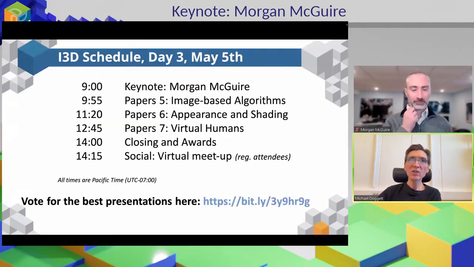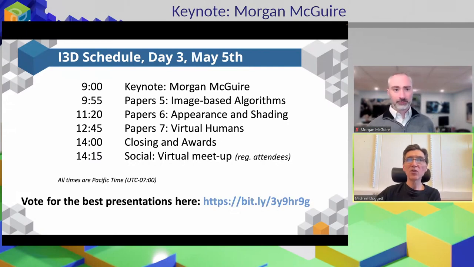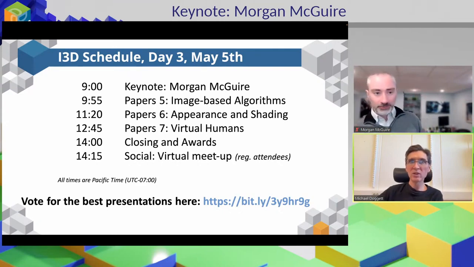The program for today consists of a keynote and three paper sessions before we close the conference and announce the six best paper and poster awards. After the awards, we will have our last social on Gather, so please join us for that.